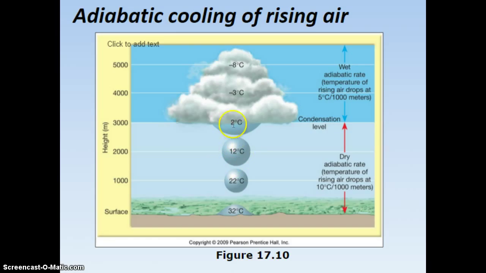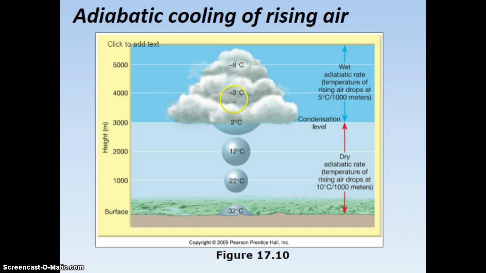As it continues to rise, it's going to rise until it reaches its dew point, or its capacity or saturation. Those are all synonymous. We call this the condensation level. It's typically referred to as the cloud line. Here it's going to rise and cool at the dry adiabatic lapse rate, which is 10 degrees C per 1,000 meters. But at the point at which it reaches this cloud line, it's still going to cool as it rises, but it's going to cool at the wet adiabatic lapse rate. In other words, it's going to cool at 5 degrees C per 1,000 meters.